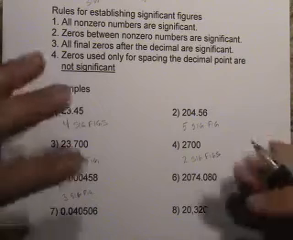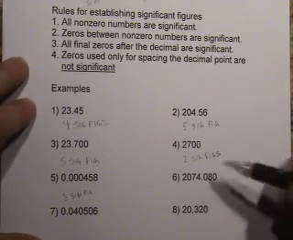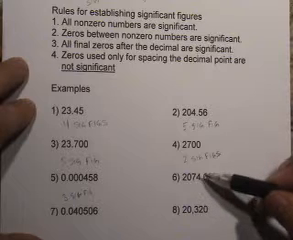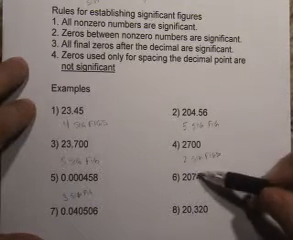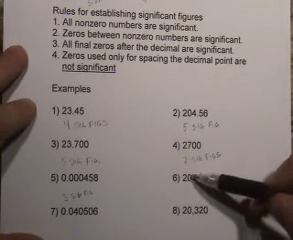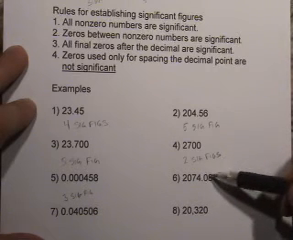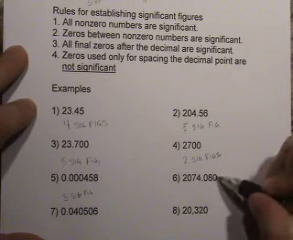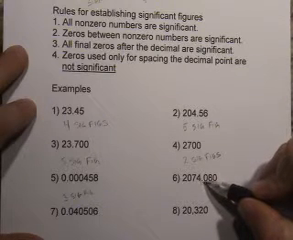Okay, so now let's combine together some of the rules and take a look at some more complicated versions of these. 2074.080. So we have 2, 7, 4, and 8. That's 4 significant figures. They definitely count, but the question is the zeros. Well, this one is between 2 non-zero numbers. This 0 is between 2 non-zeros. And this 0 is a final 0 after the decimal place.